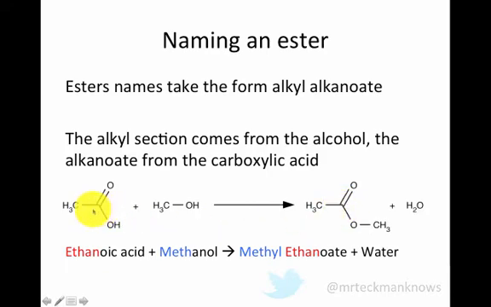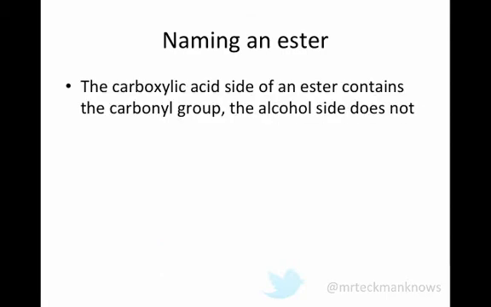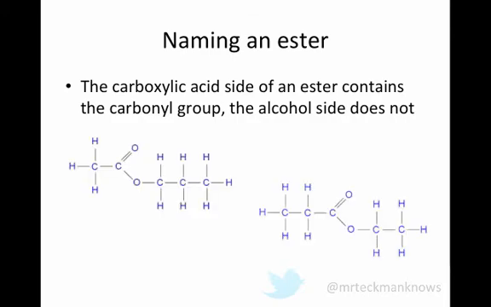What if we hadn't done this reaction? What if we hadn't seen what we started off with? It's very easy from here, because we know we started with ethanoic acid and methanol. So we can split the ester into two sides: the side that contains a carbonyl group and the side that does not. The carboxylic acid side has the carbonyl group. The alcohol side doesn't have a carbonyl group.